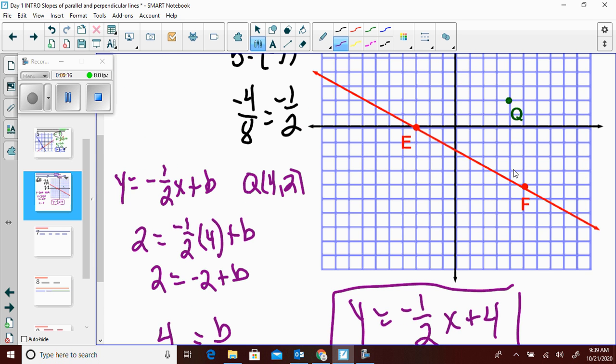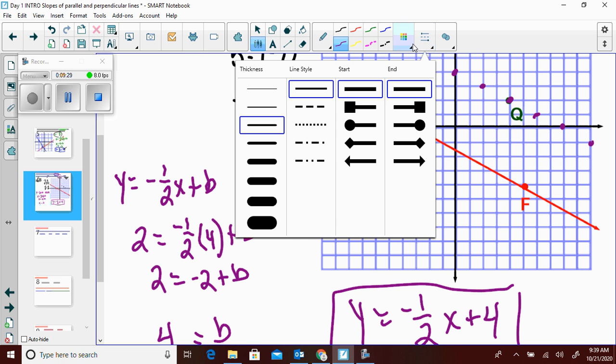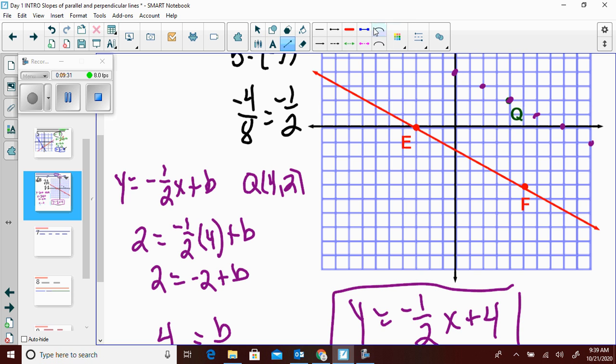Let's check it out. Plus 4: 1, 2, 3, 4. -1/2: down 1, right 2, down 1, right 2, down 1, right 2. It falls through point Q like we want it to.